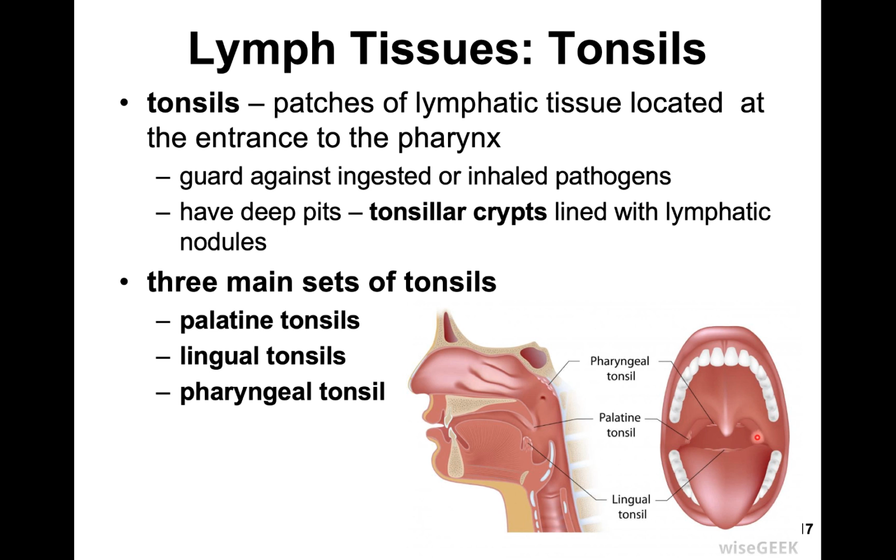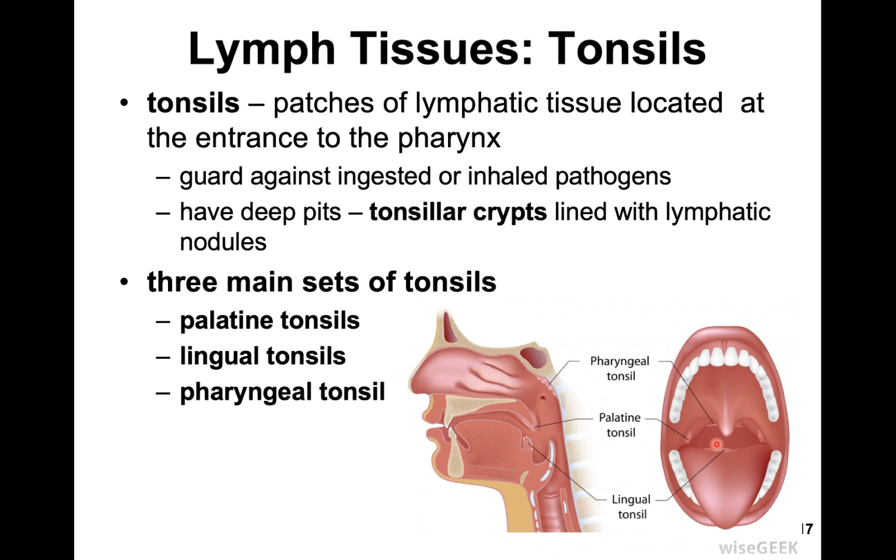These are pretty easy to see if you look in the mirror. Then you got the lingual tonsils. Those are way in the back of your tongue. You may be able to see these if you stick your tongue out long enough. And then you've got the pharyngeal tonsils. These guys are up in the pharyngeal region. And these guys are probably more difficult for you yourself to see. And they will also swell during a bacterial infection.